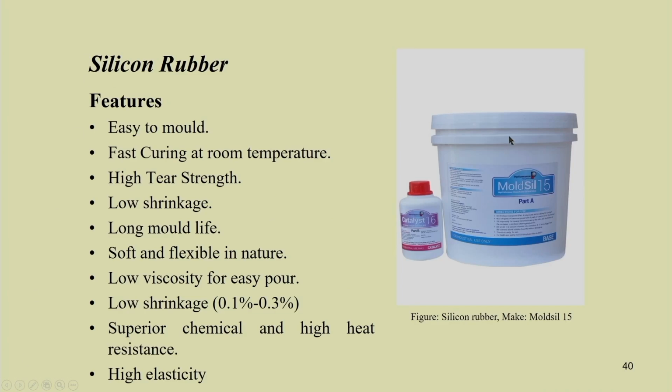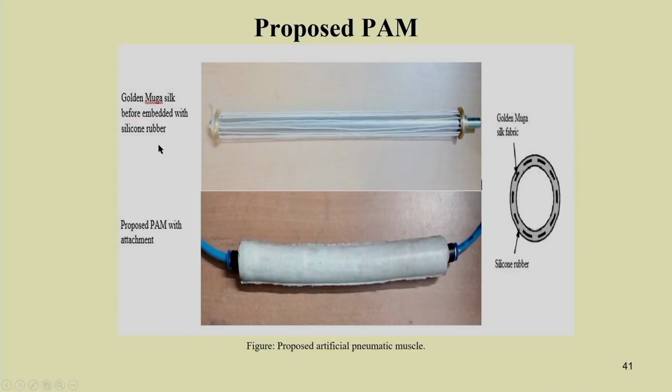You can fabricate this using silicon rubber, and then this is the fabricated muscle. These are the fabricated ones. This is the Muga silk or part silk. We have made one mold, and in this mold we have fabricated this muscle, and we have characterized these muscles also to find the properties.